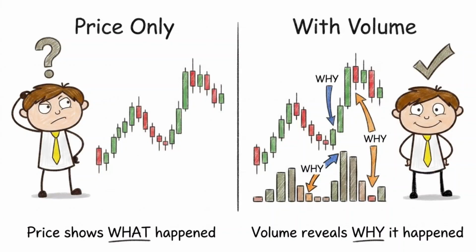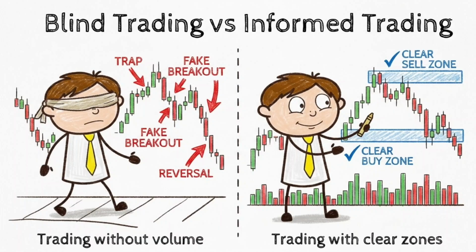Here's the reality. Price alone is misleading. It shows you what happened, but it hides why it happened. And that why is exactly where the real edge lives. If you don't understand that, you're essentially trading blind while thinking you're informed. That's why some traders consistently find high probability buy and sell zones while others keep chasing the market at the wrong time.